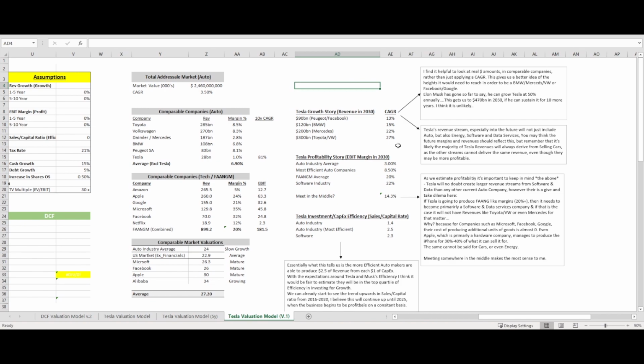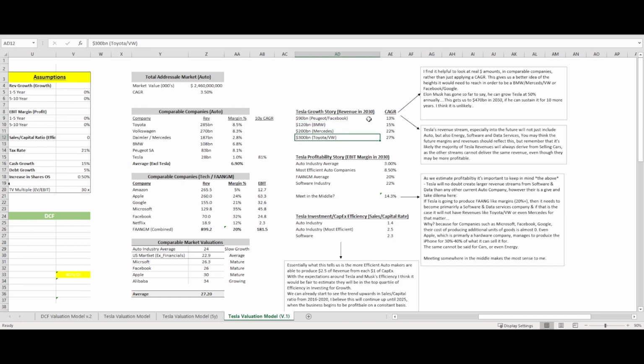I personally think it's unlikely he'll continue to grow at 50%, but a lot of people have strong beliefs in Elon Musk. But Tesla's revenue stream, especially into the future, will not just include auto sales, but also energy, software, data services. You may think then that the future margins and revenues should definitely reflect this, but we've got to remember that it's likely the majority of Tesla's revenues will always derive from selling cars, as the other streams cannot deliver the same sheer volume of revenue, even though they may be more profitable.